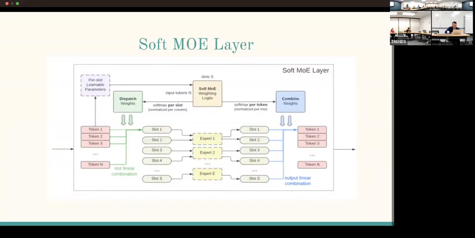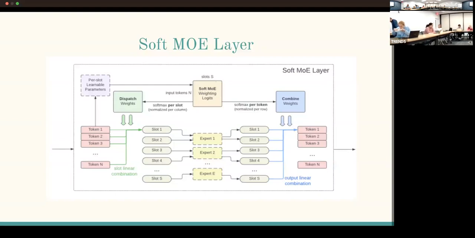So let me first go over at a high level what they're doing. All the tokens are incoming, and they have per-slot learnable parameters, which they call phi. This is very similar to the attention mechanism, but not really. They do a pairwise similarity score between the tokens and the slots. The slots are parameters, by the way. They are d-dimensional parameters as well, and the tokens are d-dimensional as well. So you have a pairwise similarity score between the token and the slots, and that's what you have as your per-slot learnable parameters.